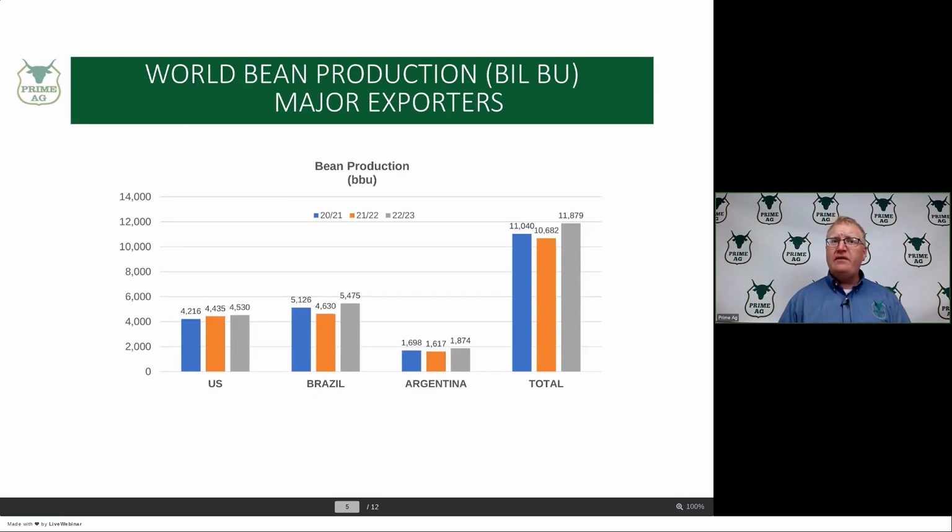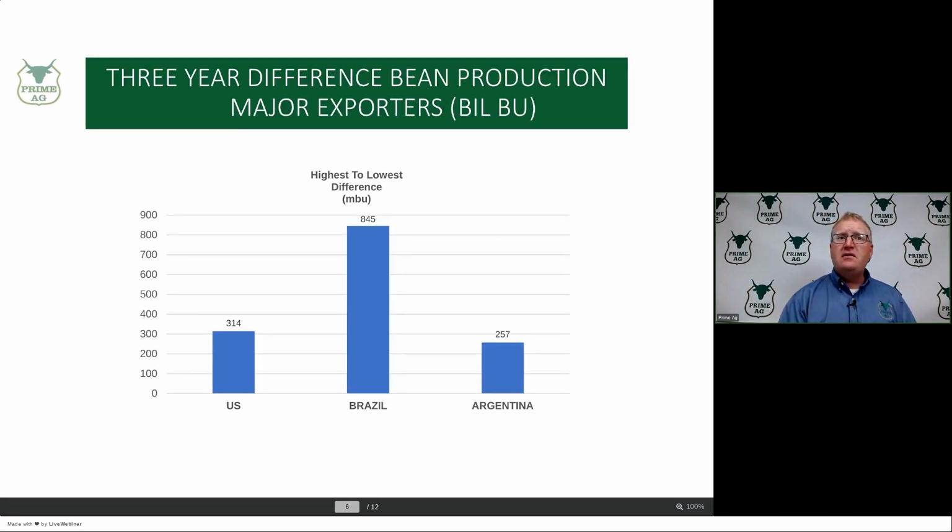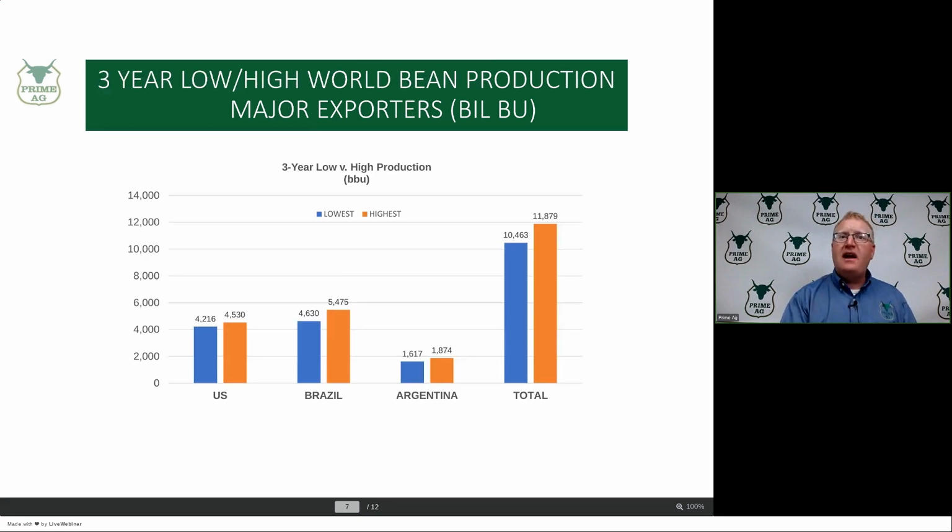When you get over to the bean side of it, we really only have to focus on 3 countries: U.S., Brazil, and Argentina. If we go to the next slide, you can see the U.S. has had about a 300 million bushel swing in production the last 3 years. But Brazil is well over 800 million bushels. Argentina's closer to us, down at 257 million. As we look at our last slide on soybeans, if you get to the far right, you can see a swing in production of well over 1 billion bushels. That is our fear on beans as we look ahead to this next year, as the Brazilian bean crop could be more than 800 million bushels higher this year than it was a year ago.